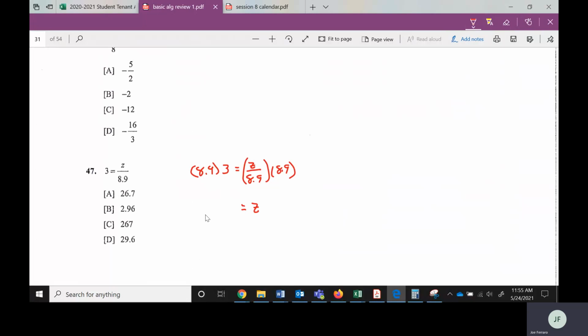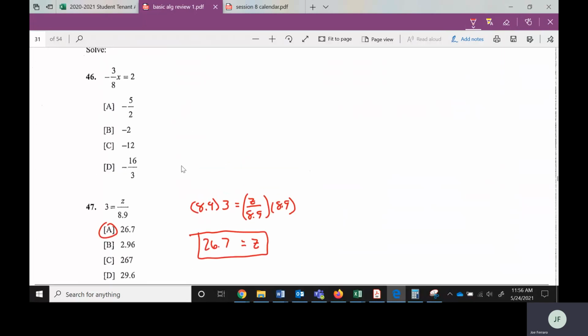You take 8.9 times 3, and you get 26.7. Okay? So again, a lot of the solving comes down to doing the opposite of what's being done to the variable. And right now, we're just dealing with one-step problems, so it's just going to be one thing you do. I think we actually have two more problems before we look at word problems here.